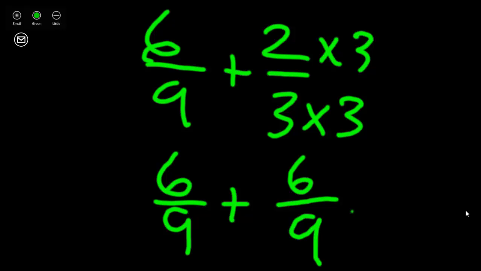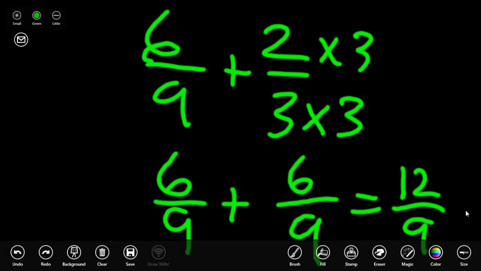So now we have 6 ninths plus 6 ninths. 6 ninths plus 6 ninths equals 12 ninths. Since our denominators are the same, we only add our numerators. Now let's look at 12 ninths.